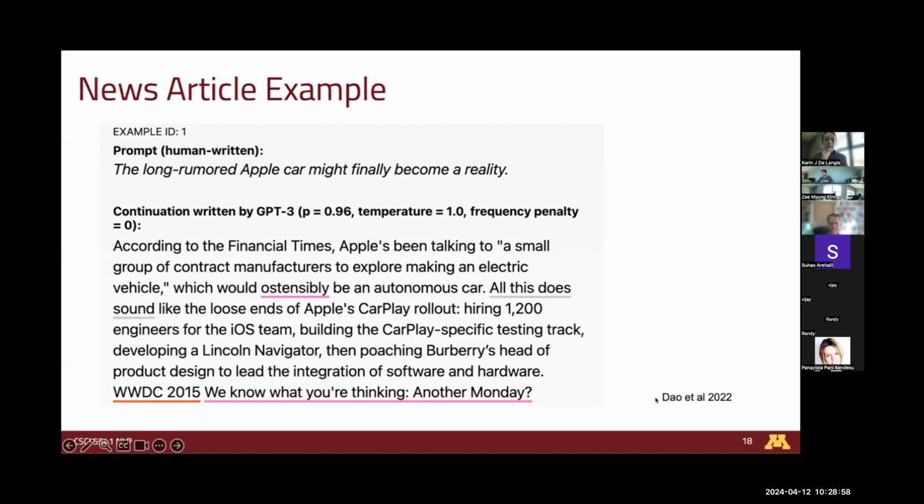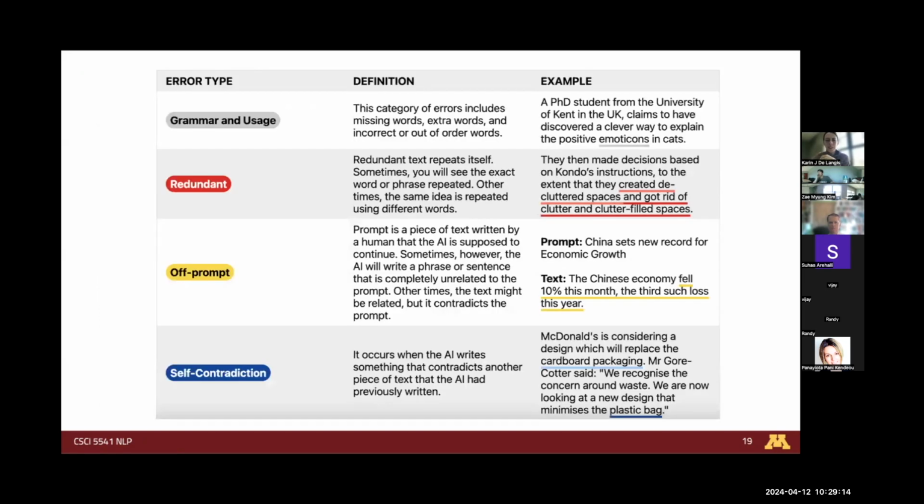And this is a data set from Dou et al. in 2022, where they also have annotators read through these computer-generated texts and annotate different types of errors that they're seeing. So I think there's about 10 error types. I'm going to go through some of them one by one and look at what our data shows for each of these error types.